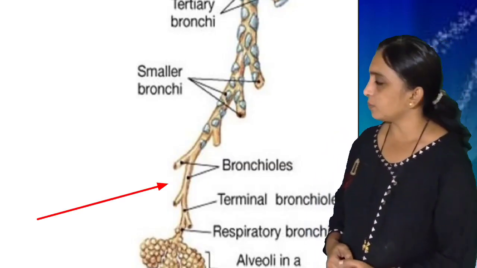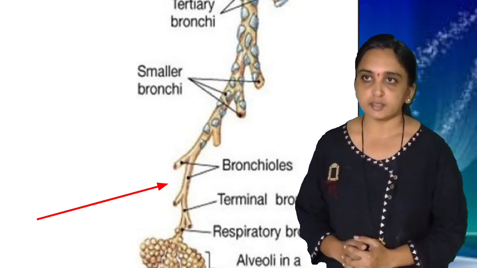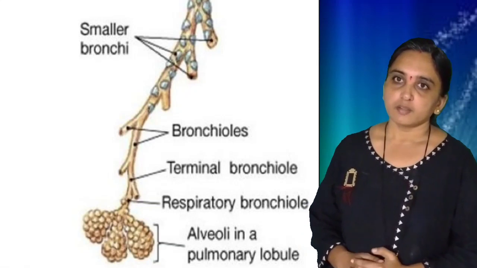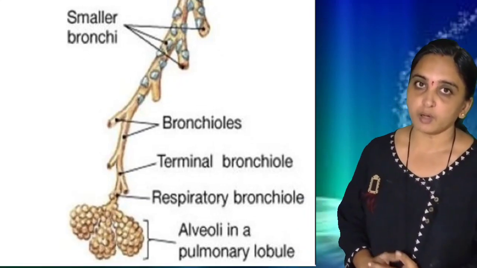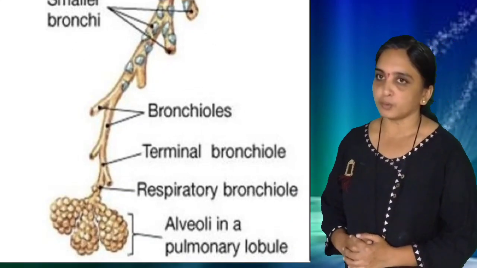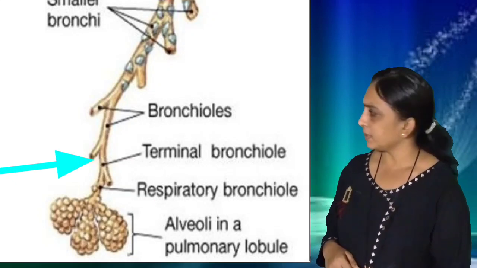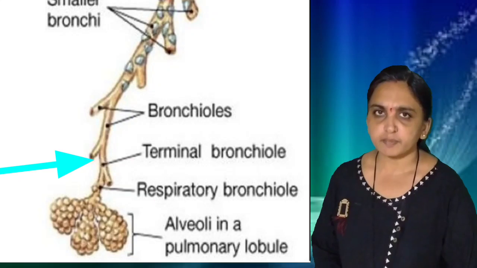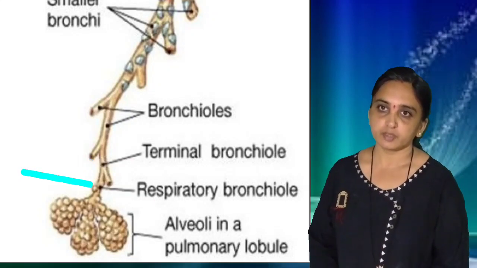Bronchioles are without the cartilaginous rings. These bronchioles further divide to form terminal bronchiole. Terminal bronchiole again divides to form respiratory bronchiole.